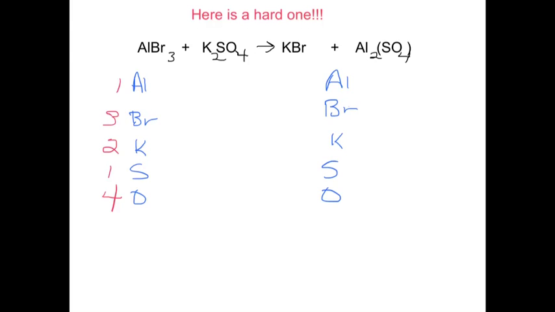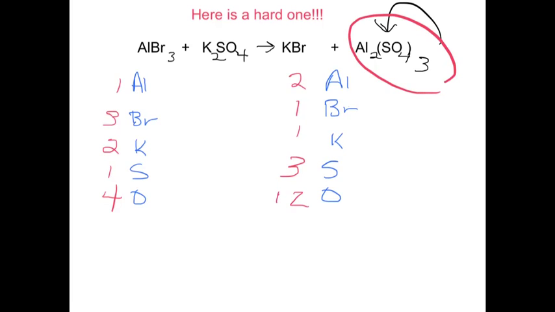On the right-hand side of the equation, we have 2 atoms of aluminum, 1 atom of bromine, 1 atom of potassium, and in this case, 3 atoms of sulfur. And there is, in this case, 3 times the 4, a total of 12 atoms of oxygen. This makes this equation a little bit more complicated. This 3 is multiplying everything inside that parentheses. But note that this subscript on the oxygen does not affect the sulfur.